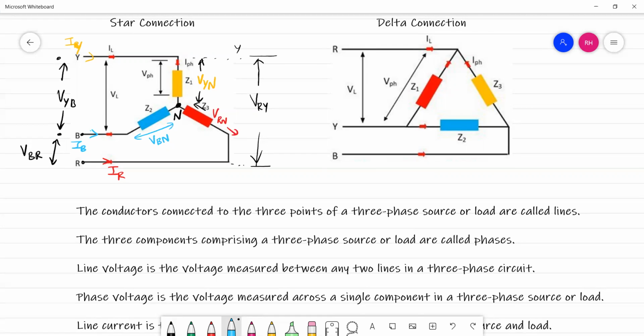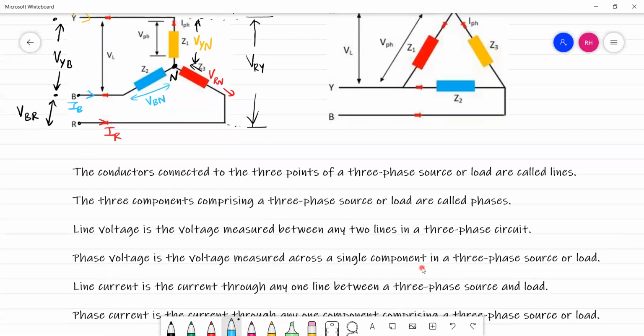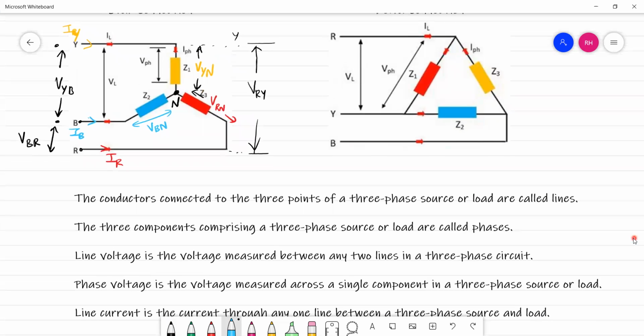And for a line current, the definition goes as the current through any one line between the three-phase source and the load. So here, as you see, these are the line currents IR, IY, and IB. And phase current is the current that is going to flow across every component. So this is the phase current.